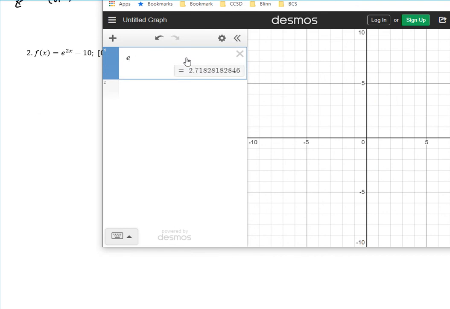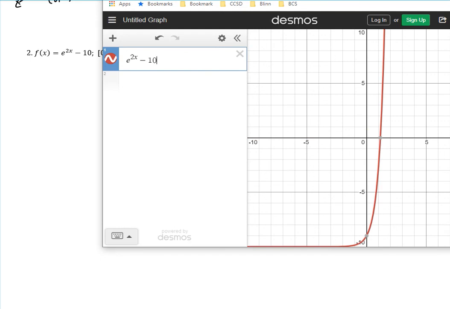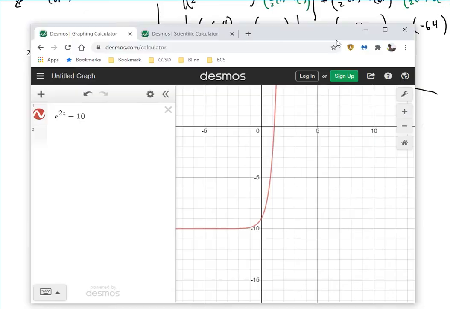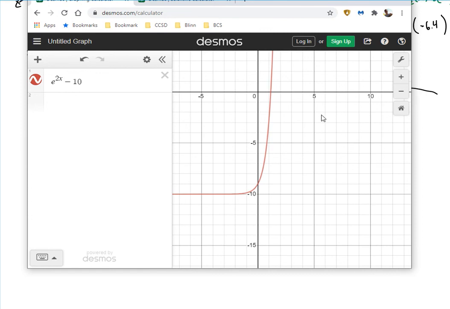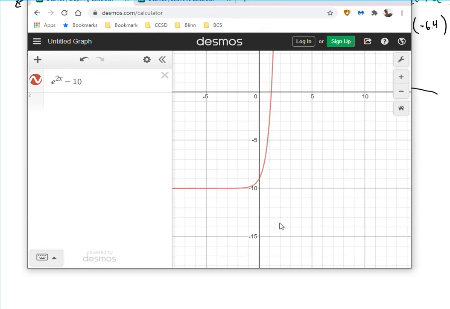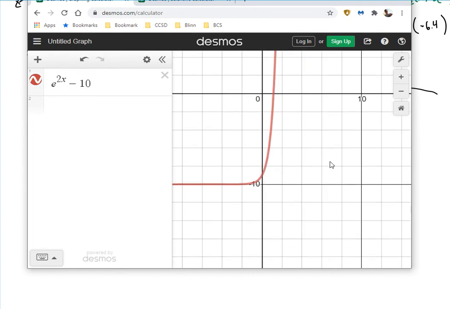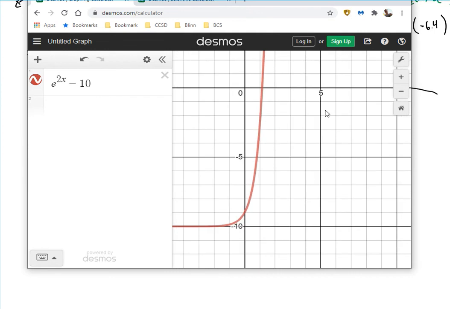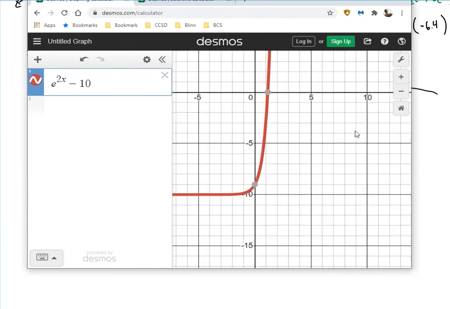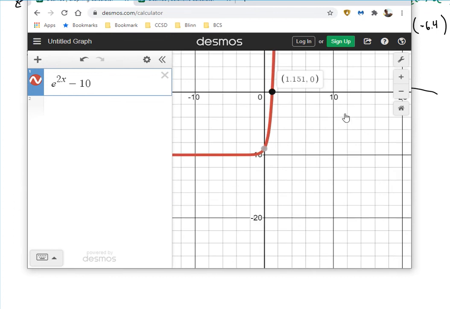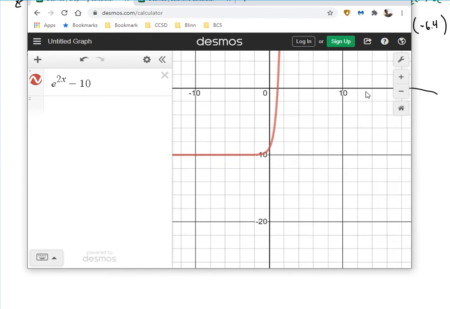So e to the 2x and then minus 10. Okay, so there's that picture right there, and it wants us to go from 0 to 2. Here's 0. So let's go ahead and copy it on the page. We can see from 0, it is below the x-axis, and then at 2, let's see what it crosses at. So it crosses at 1.151, so that's a weird number. That's okay, we'll still use it. It's an approximation. And then 2 is way up high, it looks like.